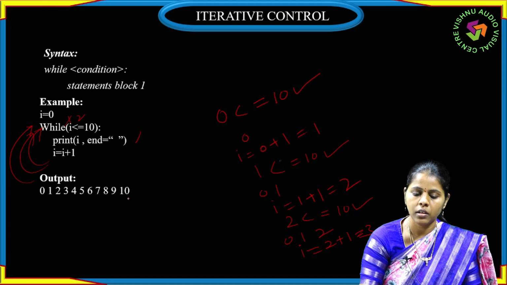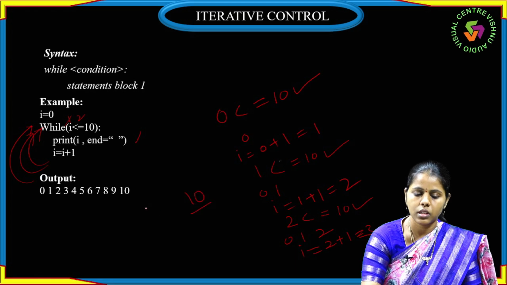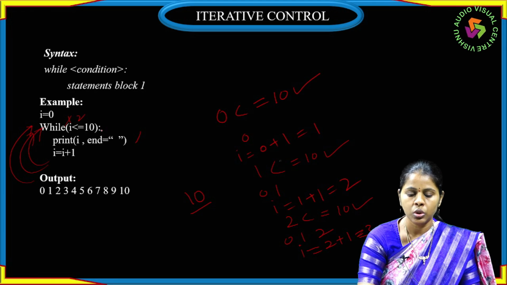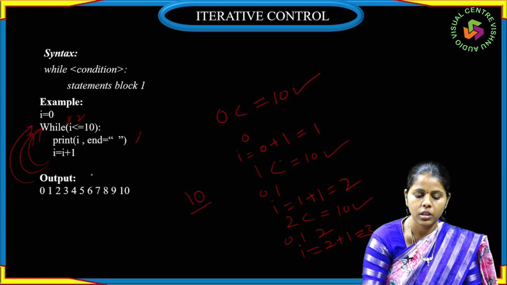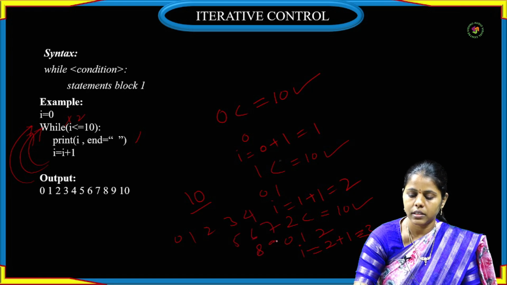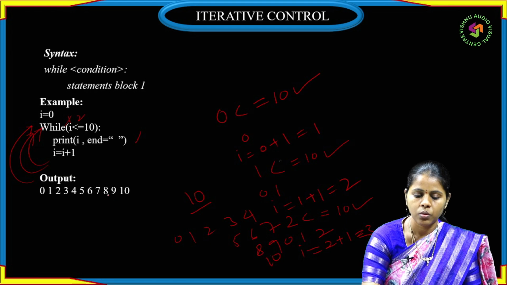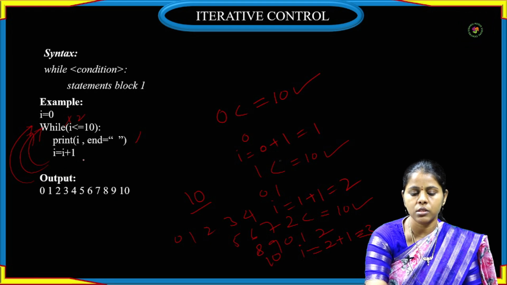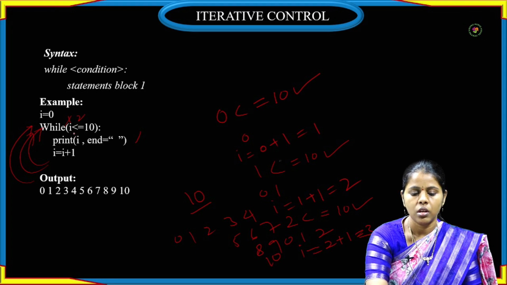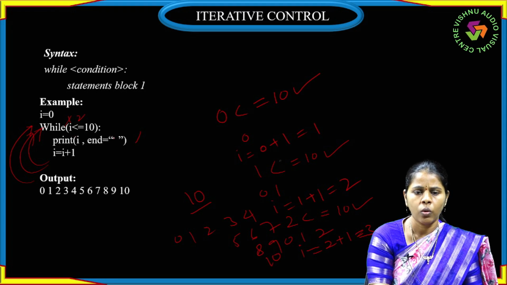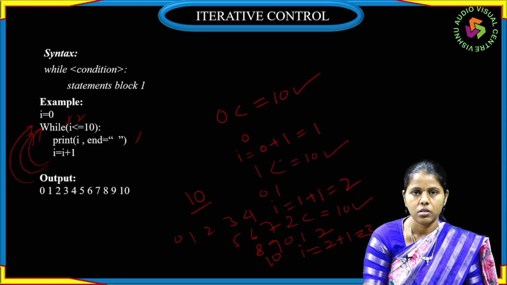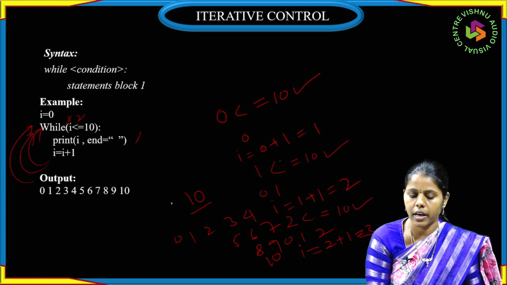Let's take the number 10 last. Now the I value is 10. 10 is less than or equal to 10. The condition is true, so it will print the I value. So that is 0, 1, 2, 3, 4, 5, 6, 7, 8, 9, 10. Next the I value will become 10 plus 1, that is 11. It will check the condition: 11 is less than or equal to 10? No, the condition becomes false. So it will come out of the loop, and it has printed the numbers 0, 1, 2, 3, 4, 5, 6, 7, 8, 9, 10.